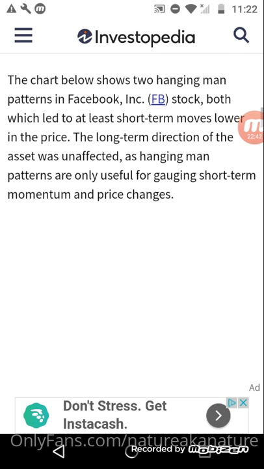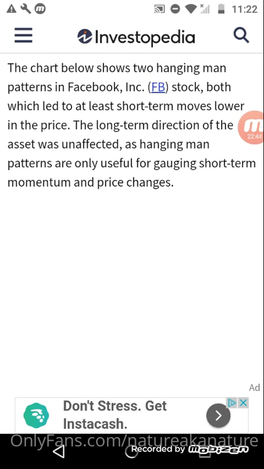Long-term direction of assets affected by a hanging man pattern, it's only useful for gauging short-term momentum and price changes. So, boom, as you can see in this picture right here, the hanging man forms during the uptrend. Boom, during the uptrend, hanging man forms, small body. The wick is two times the size of the small body. Boom, hanging man.